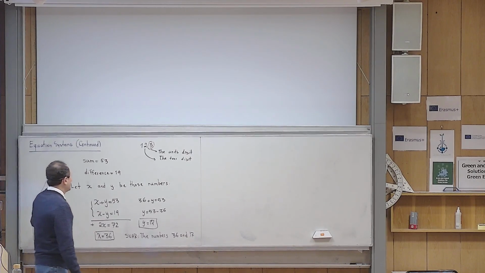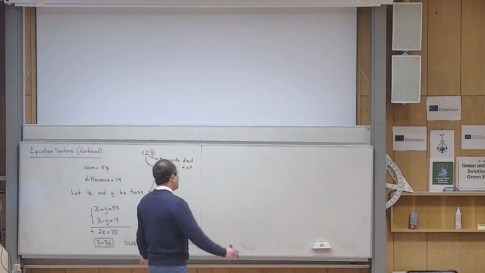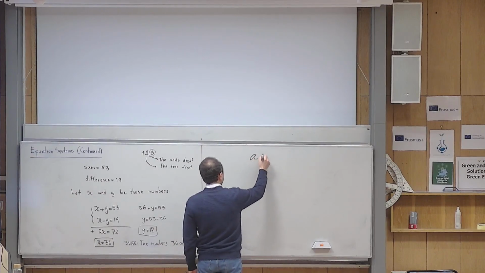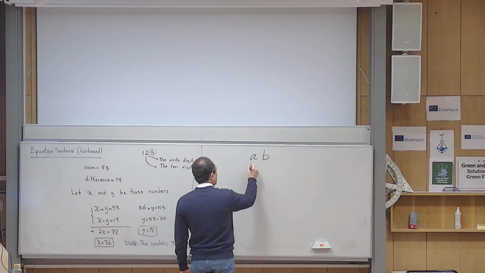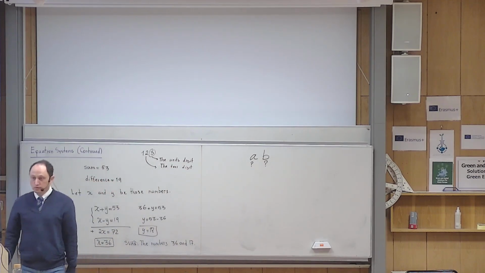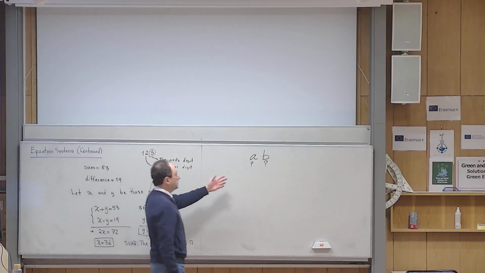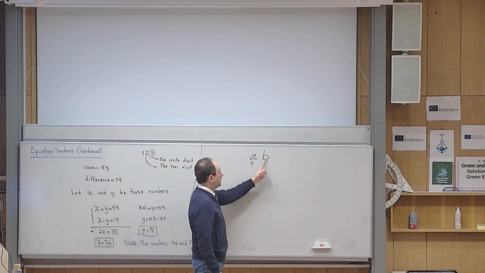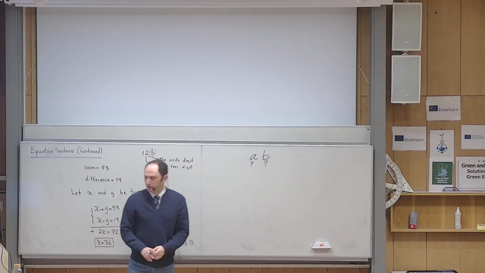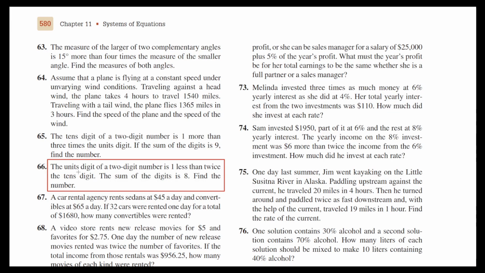So I have a two-digit number. So in a two-digit number, for example, let me write my two-digit number as A and B. A is missing, B is also missing. Because I am supposed to find the number. So if I want to find a two-digit number, I need to know A, I need to know B. Okay, so let me show the question here. So the units digit means which one? Means which one?